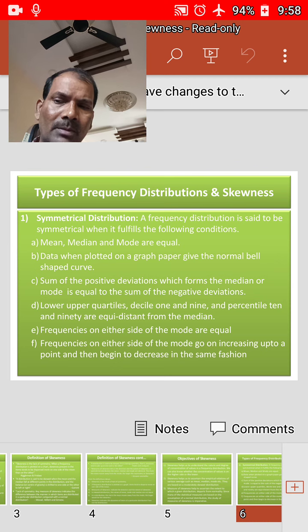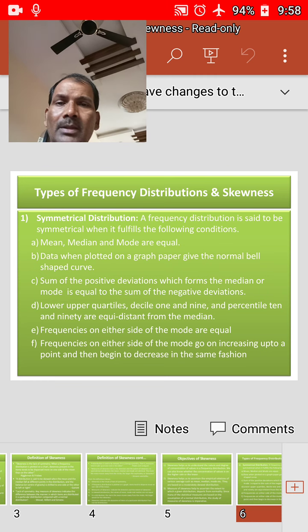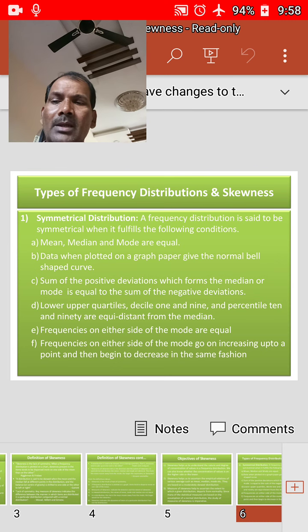Frequency distributions may be either symmetrical or asymmetrical. As we have already discussed symmetrical, now we will discuss the asymmetrical and skewness. A frequency distribution is said to be symmetrical when it fulfills certain conditions. What are those conditions? First condition is mean, median, mode are equal.